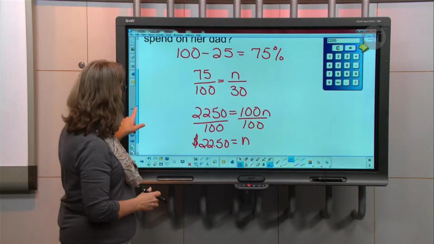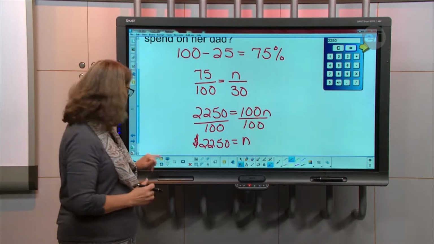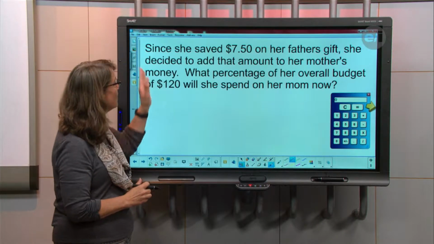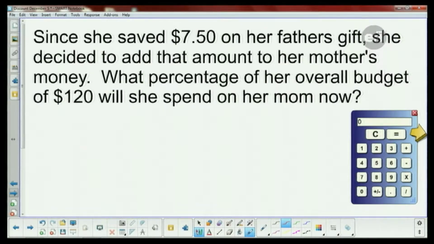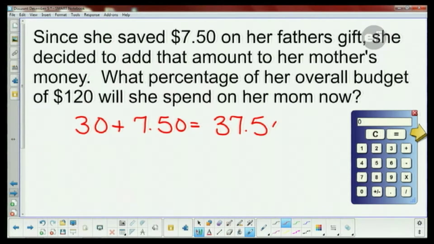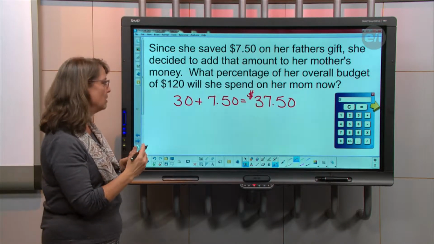So $22.50 on her father. So now that means she saved herself $7.50, and she's got to decide, what am I going to do with this $7.50? She has decided that she's going to add that to her mom's money. So now she's got 30 plus the $7.50, which means she's going to do $37.50 on mom.